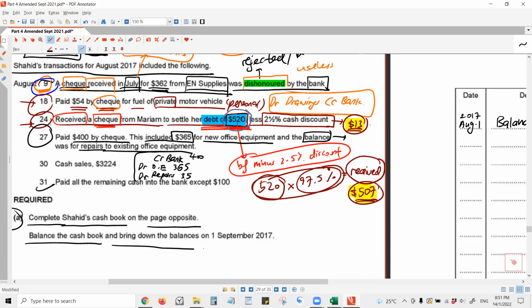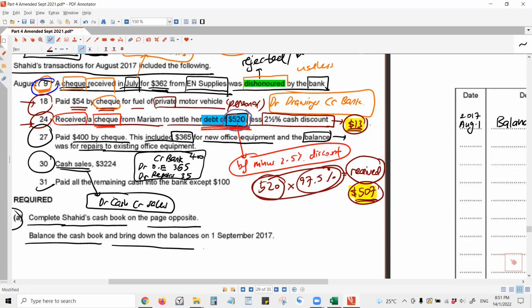Okay, later I will observe how you record, okay? So you just try your best when you are doing the cash book, okay? Based on what I've explained here. 30th, cash sales means you sell goods and receive cash. 3224. So debit cash, credit sales. Amount is 3224.